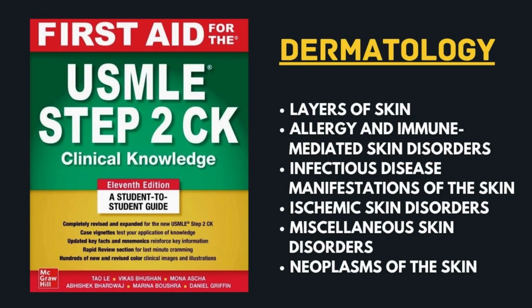And verrucae, or warts, caused by HPV. Right. Common warts are usually hyperkeratotic papules on the hands. The clinical concern is condyloma acuminatum, or genital warts, caused by low-risk HPV subtypes 6 and 11. These are soft, tan, cauliflower-like papules.